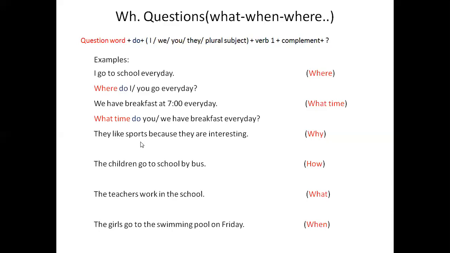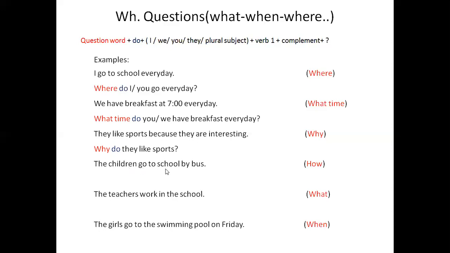Good. They like sports because they are interesting. Use why, the question word why. The helping verb do. The subject they. And the verb like without any endings. And the rest of the question. And we cut the answer from here, because "they are interesting" is the answer. So we don't write the answer in the question.